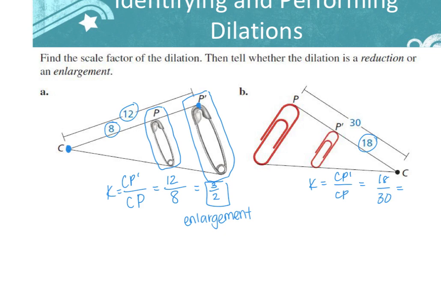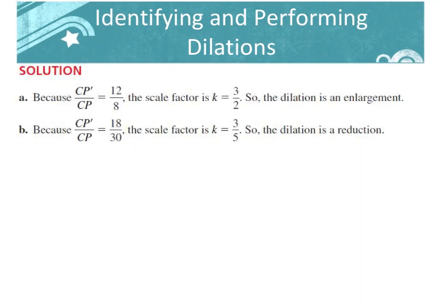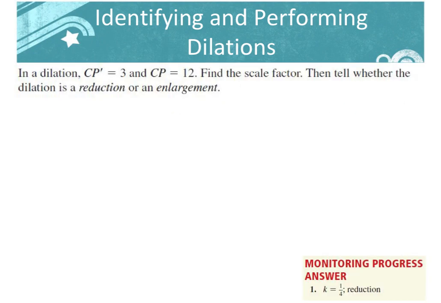This reduces if you divide the top and the bottom by 6. This turns into 3 over 5. Now, 3 over 5 is less than 1. So this is a reduction. So our dilation actually shrunk the image. Here's our original image, right? Our dilation is smaller. Therefore, it's a reduction, okay? Double check that we got those right. We did.